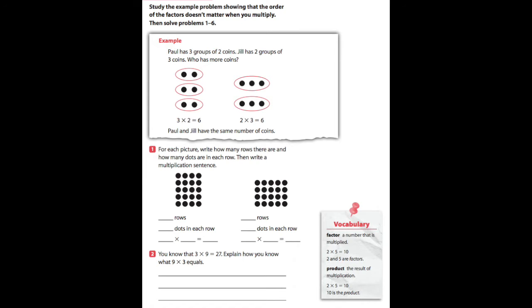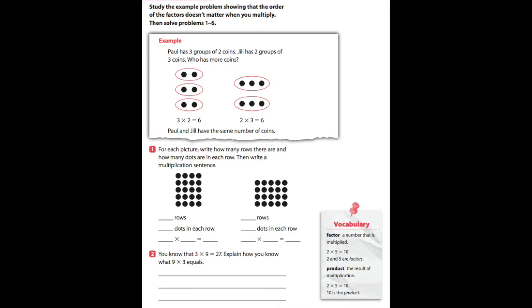For your assignment today, you guys are going to answer questions 1 and 2 on this page. So for question 1, it says for each picture, write how many rows there are and how many dots are in each row. Remember, rows go left to right, and then how many dots are in each row, you're going to count how many are in each row. Okay? Then you will write down the multiplication sentence that goes with each array.